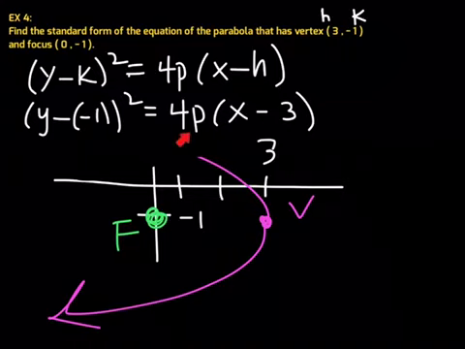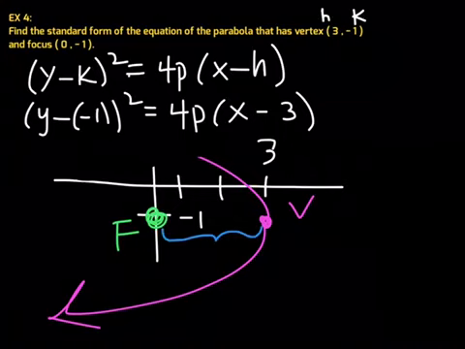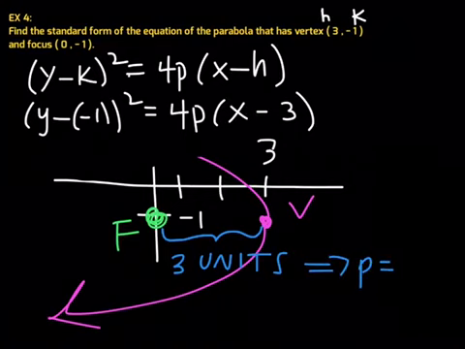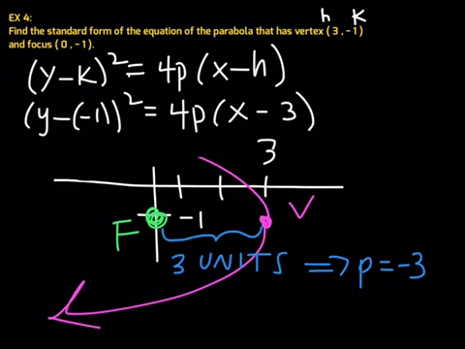Remember, p is the distance that you are moving from your vertex to get to your focus. But you can see here, I hope that you can see that this distance here, which is p, is 3 units. This is 3 units. So p is equal to -3. Why did I say -3? Well, because this parabola is opening to the left. And whenever p is negative, that's what makes your parabola open to the left. If this parabola were opening to the right, I would have put p equal to +3.